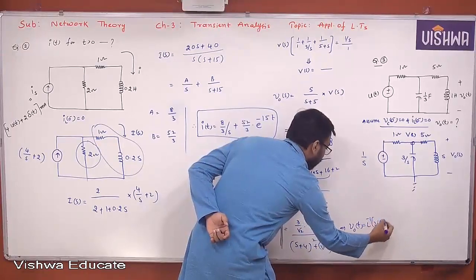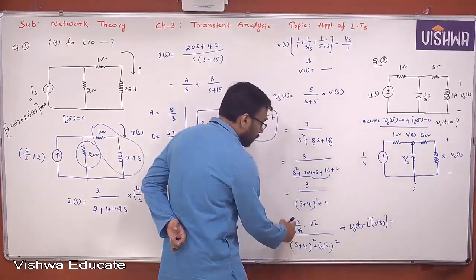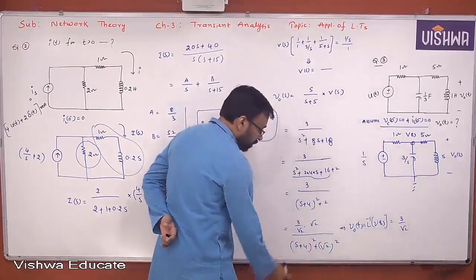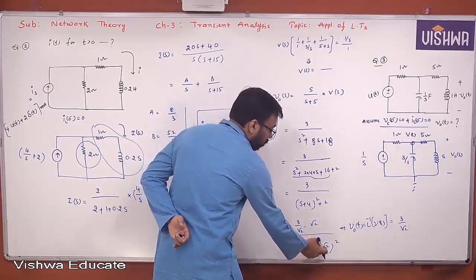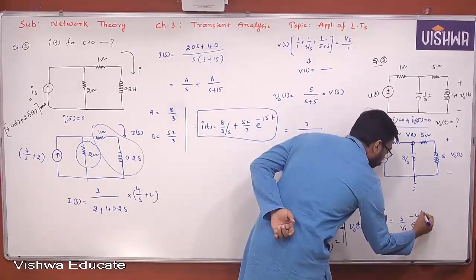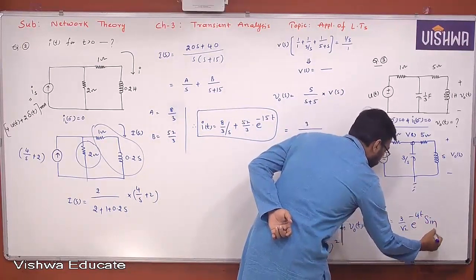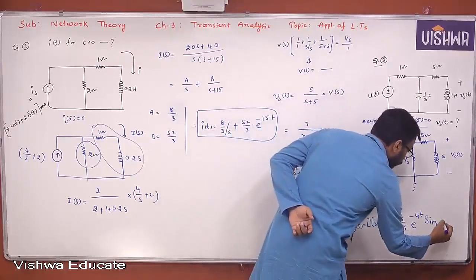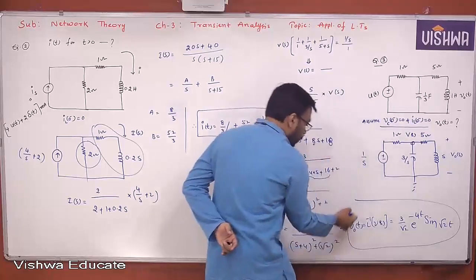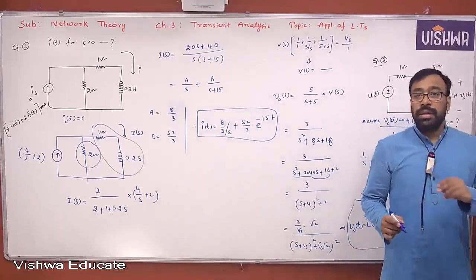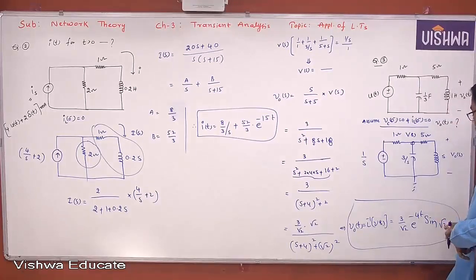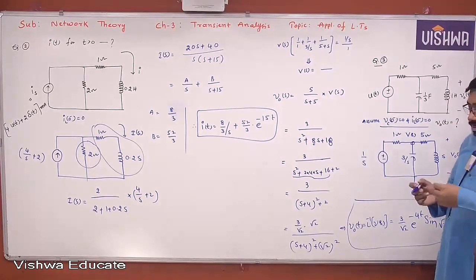Now inverse Laplace transformation of V of s will give you, okay, what do you get here? 3 by root 2. Look at this. S plus a whole square plus omega square, omega by. Therefore, e power minus 4t sine, what is this? Root 2 t. This is very important. The answer is 3 by root 2 e power minus 4t sine root 2t. This is what your final answer. Please note down.